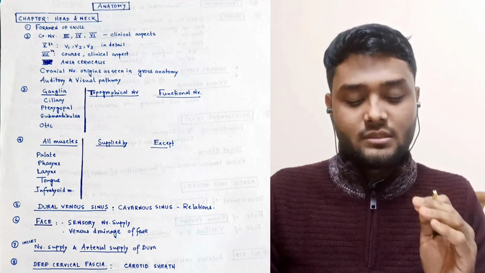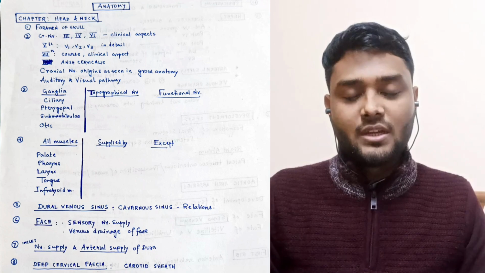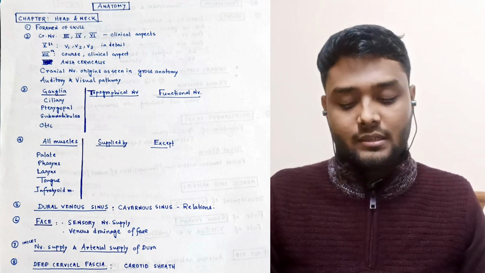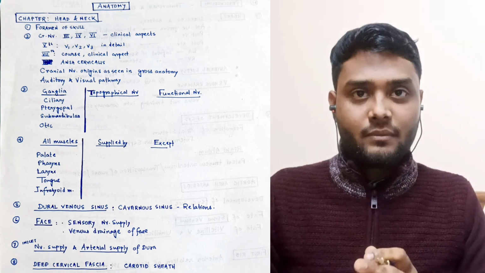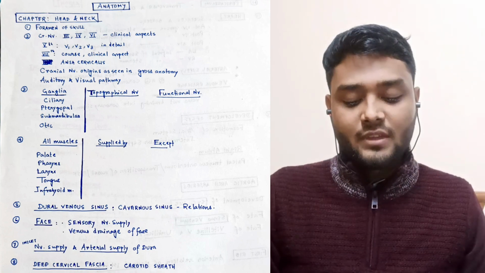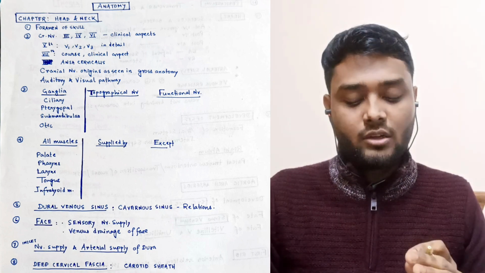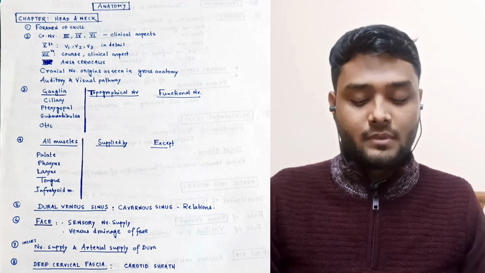Cranial nerve origins as seen in gross anatomy. This is very much important for INICET. Then auditory and visual pathways. Then read about the different parasympathetic ganglia: ciliary, pterygopalatine, submandibular and otic ganglia. What are the topographical nerves and what are the functional nerves. Then read about the muscles of the palate, pharynx, larynx, tongue and infrahyoid muscles. What are the nerve supplies of these muscles and what are the exceptions.